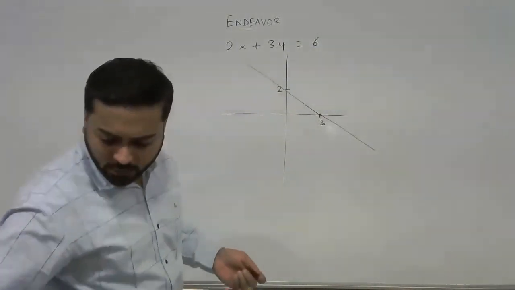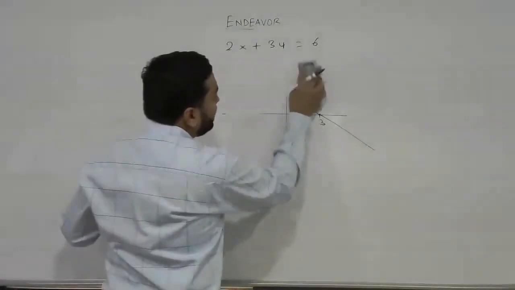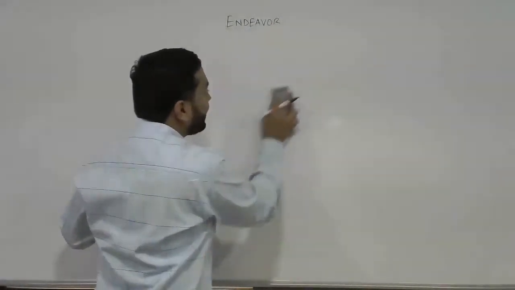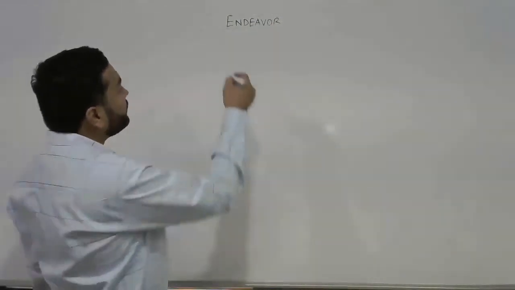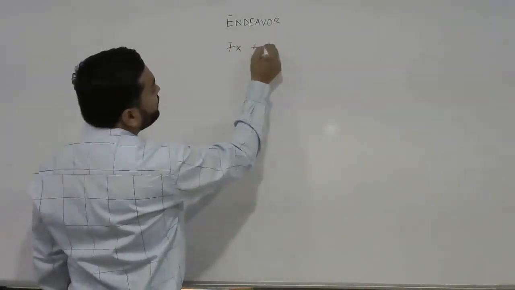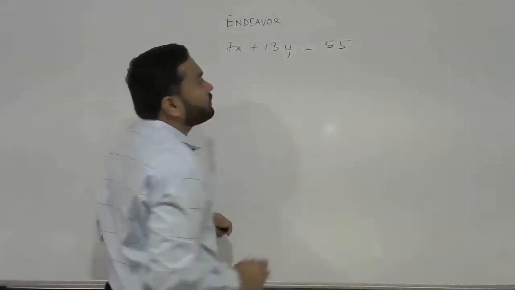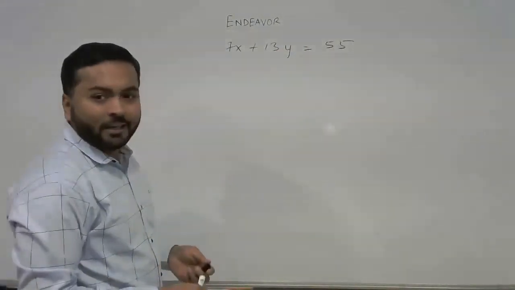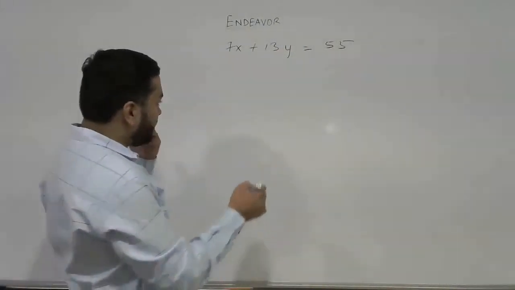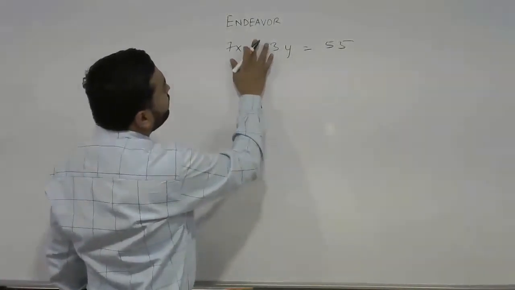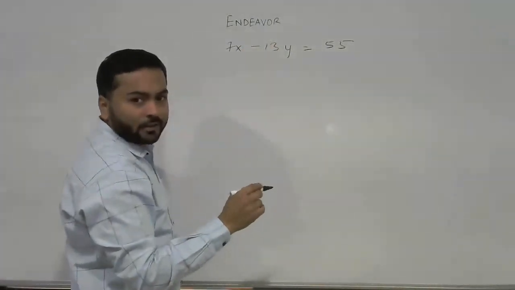Now let the numbers be difficult. I mean, it doesn't matter. Let's have bigger numbers. Let's say I have 7x plus 13y is equal to 55. Okay, you will not get integral values. I have purposely given it. Okay, let's make one of the numbers negative as well. Let's say it's like this.